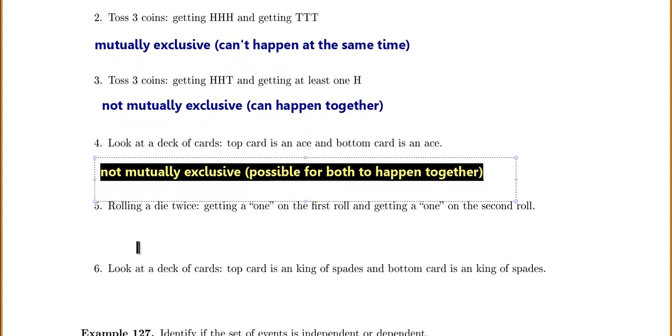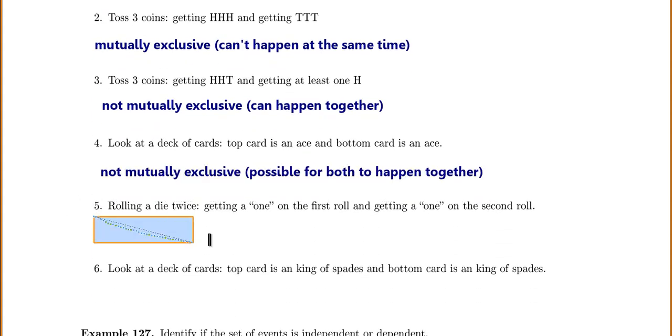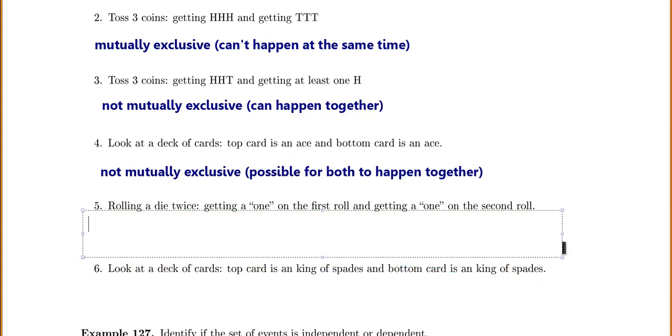Let's see, 2 more. Rolling a die and getting a 1 on the first roll and getting a 1 on the second roll. Okay, is there any reason that you can't get a 1 on the first roll and a 1 on the second roll? I don't see any reason for that, so these would be not mutually exclusive.